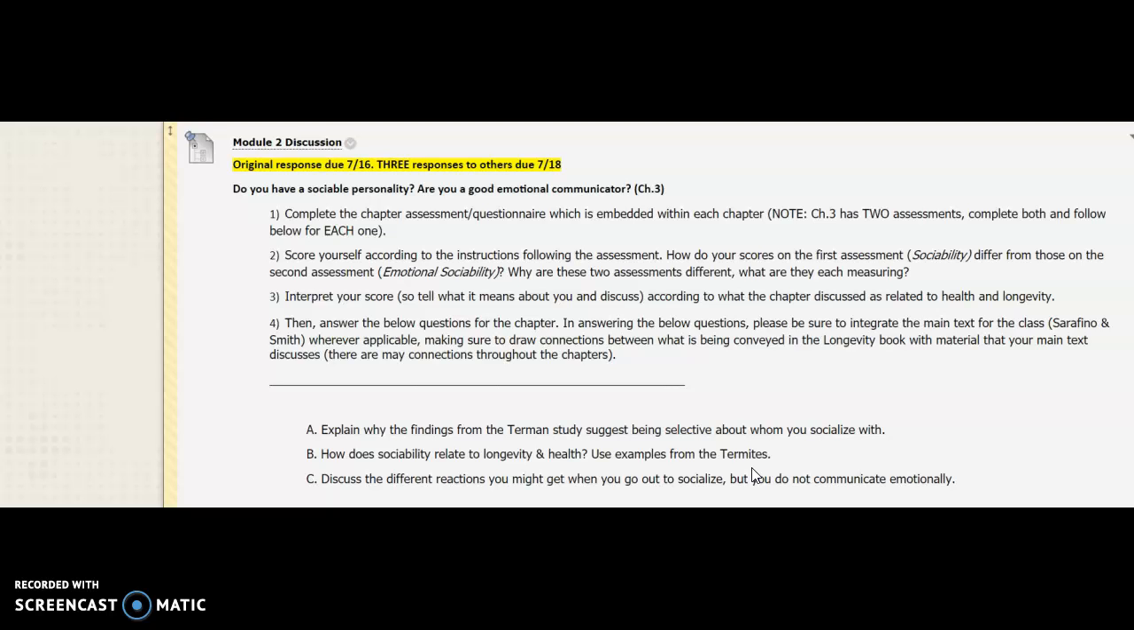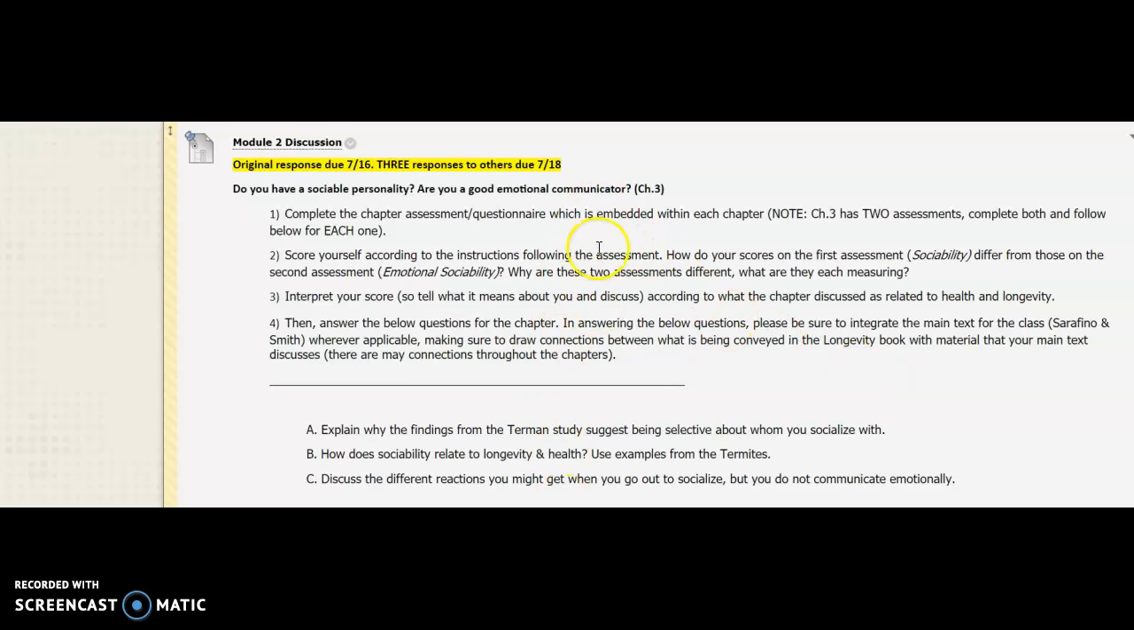What data do they use to show that there's long-lasting effects to your level of sociability? What were the termites like? So the termites who were more sociable, what did they end up like versus those who were not? Were there differences, right? And discuss the different reactions you might get from somebody when you go out to socialize, but you don't communicate emotionally. So here's where that little caveat is, that being an emotional socializer is a little different from just being social in general. What does it mean? What is that specifically? Okay, so that's your discussion post.